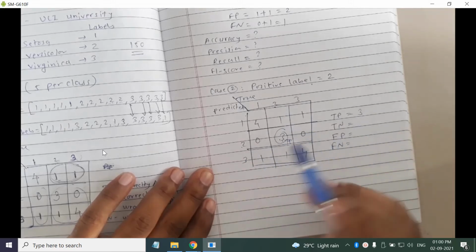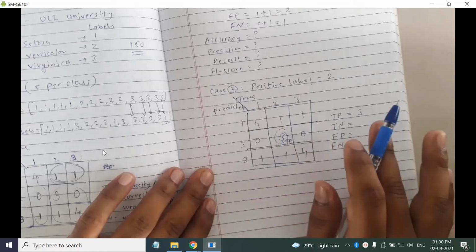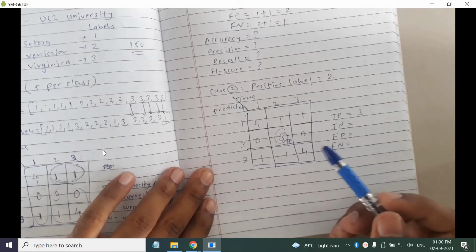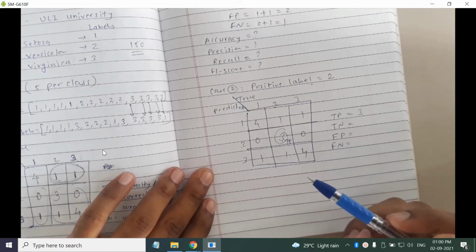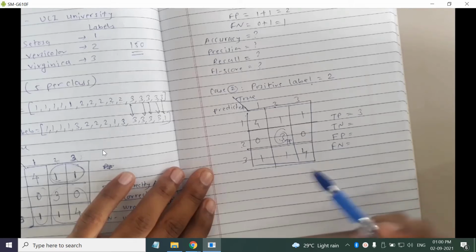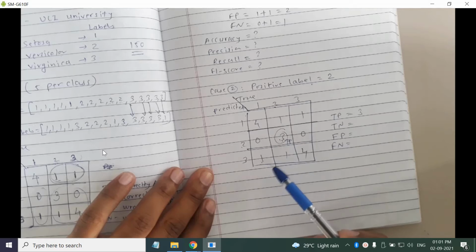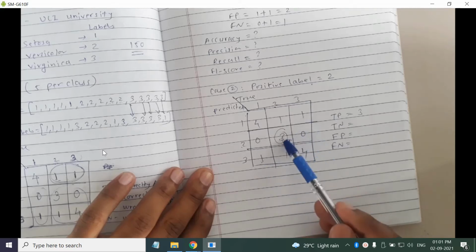TN, correctly rejected. So this will happen for which set, which elements? 1 and 3. These two, or this?